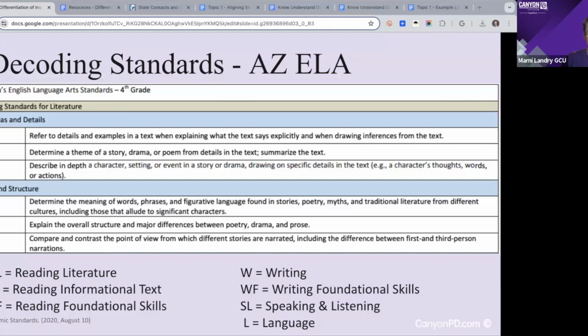So 4 refers to the grade, RL refers to the strand. Underneath the cluster of key ideas and details, there's 1, 2, and 3. Again, the numbering system at the end is just to keep track of them. It doesn't necessarily guide the order that things are taught in.